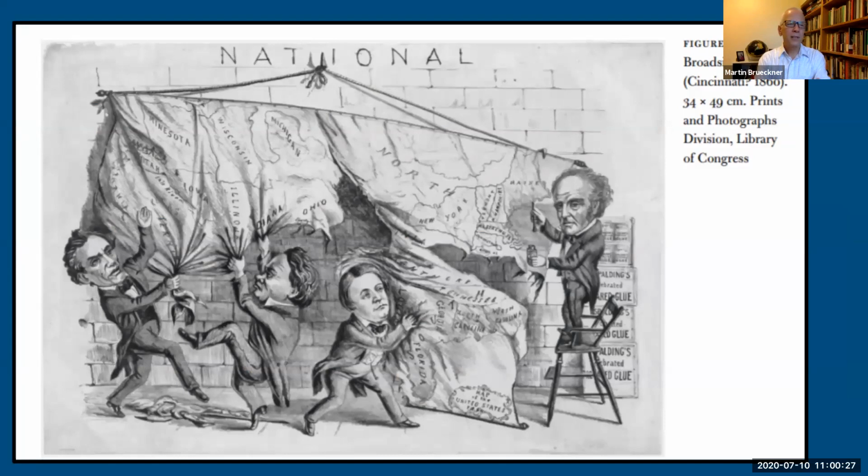This is one of these eureka moments as a researcher. A lot of map commentary comes out of satirical cartoons, satirical drawings like this one.